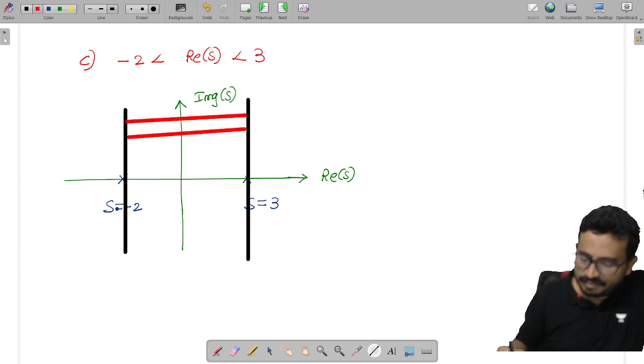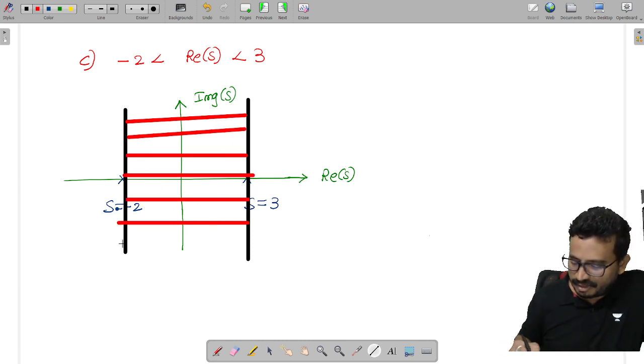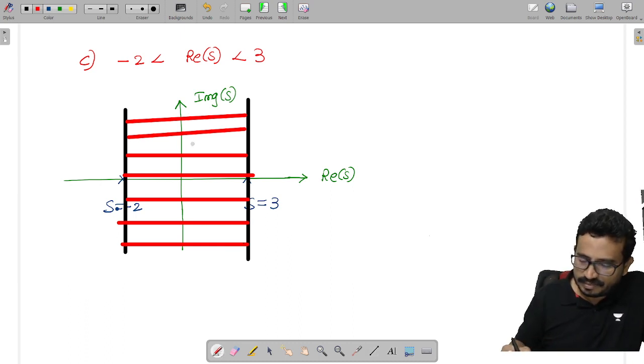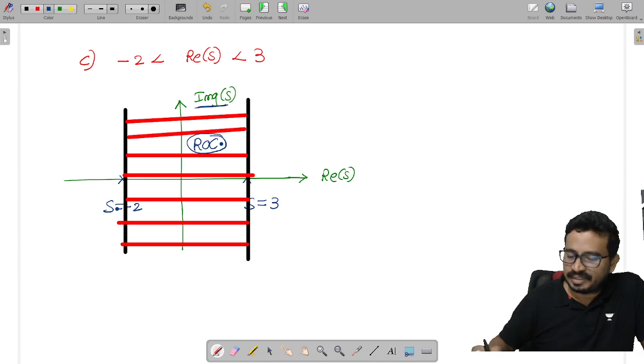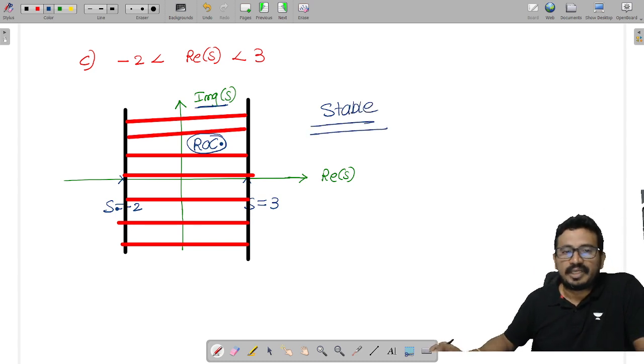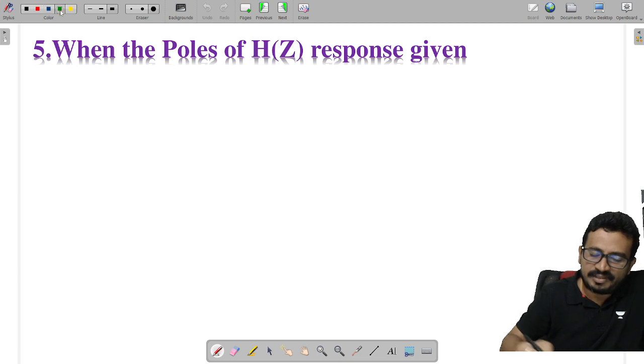Now tell me, this is the ROC. You can see carefully, this is the ROC of the given system. Now you see, does the ROC include the imaginary axis? Yes, so that's why the system is stable. In this manner we'll analyze it. Fine. Now let's see another way.